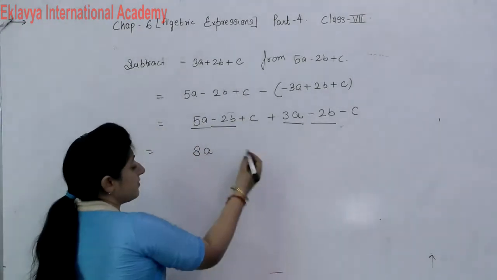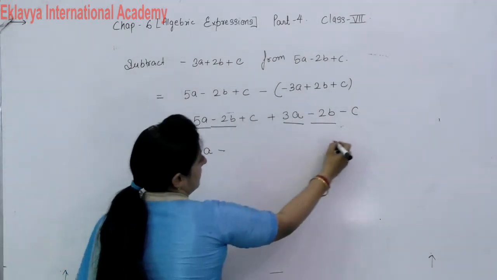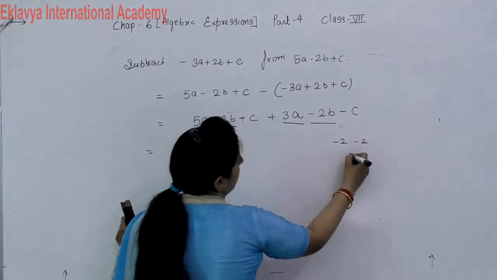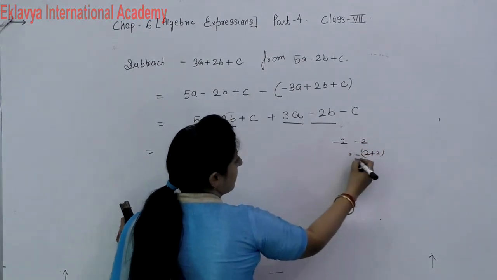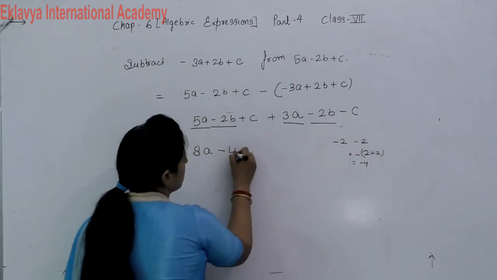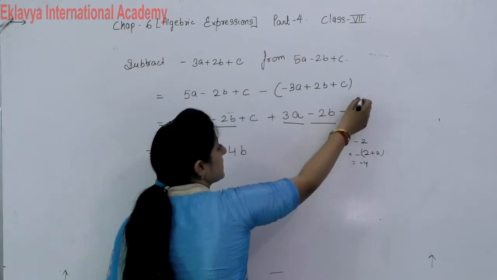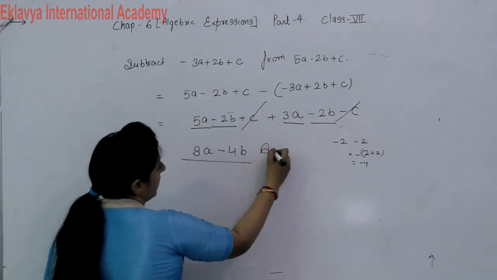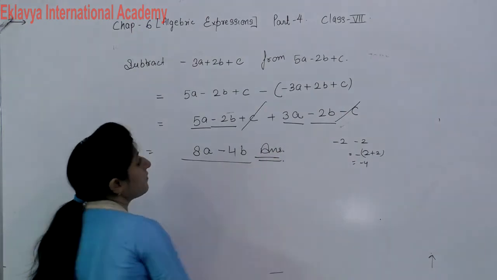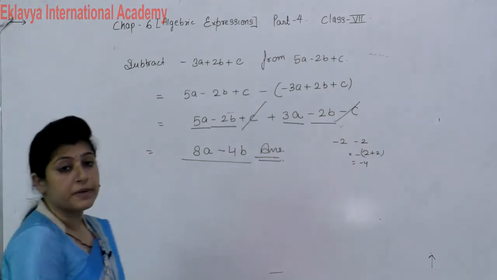It means we get the answer in negative. Minus 2 minus 2, minus minus plus, it means 2 plus 2, but the sign we will take negative, then your result is minus 4b plus c minus c, then obviously cancel out, then our result is 8a minus 4b. So this type we will solve the subtraction.